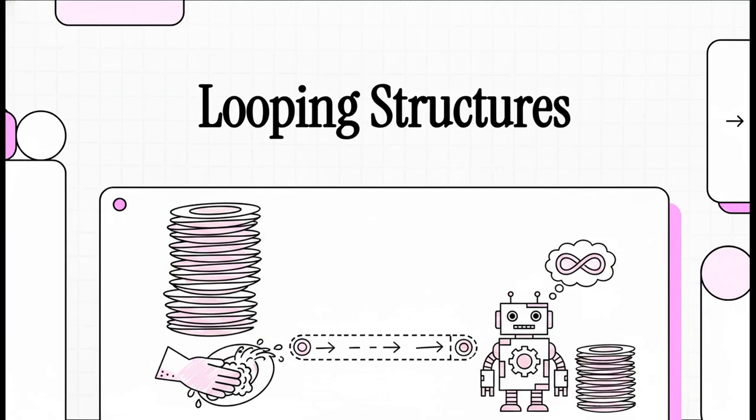Welcome to this explainer on B2.3.3 looping structures. Let's think about doing chores for a second. Imagine having to wash 100 plates, one by one, and for every single plate, you literally have to tell yourself the exact same instructions. Pick up plate, scrub plate, rinse plate, set down plate. It's exhausting just thinking about it, right?